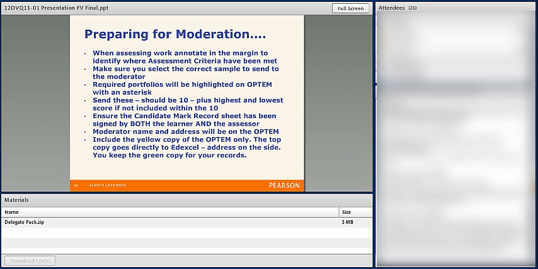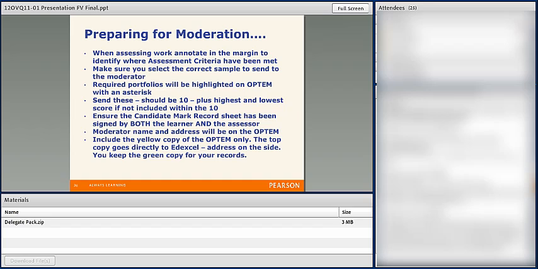I've mentioned already, when you're assessing work, do annotate in the margin to identify where assessment criteria have been met. It does help the moderation process. We don't just look at that. Obviously, the moderators will look at your candidates' portfolios in detail.